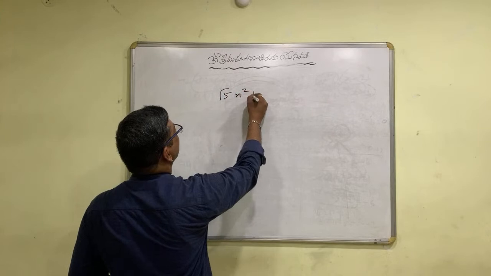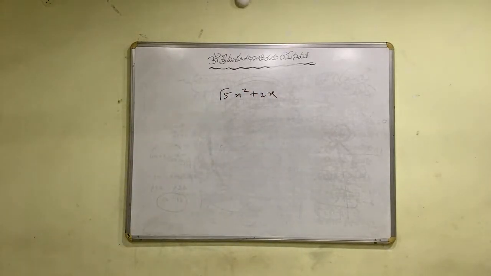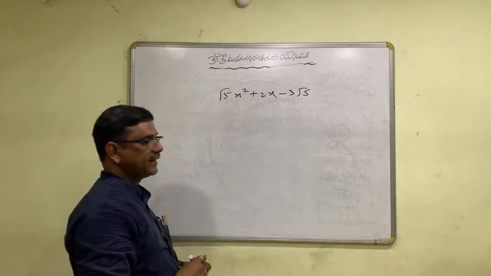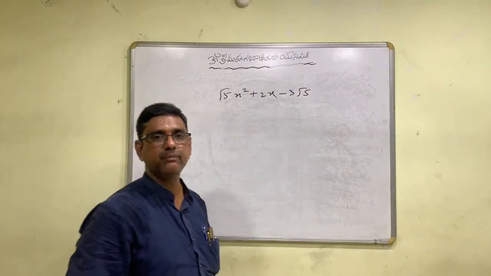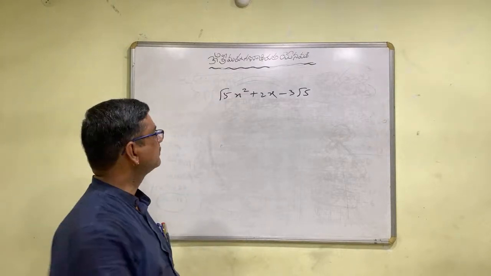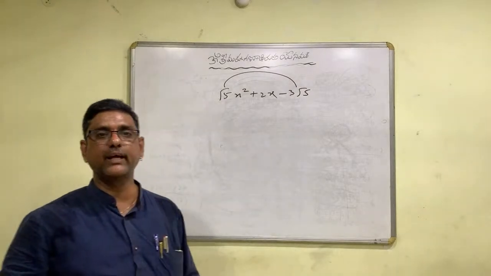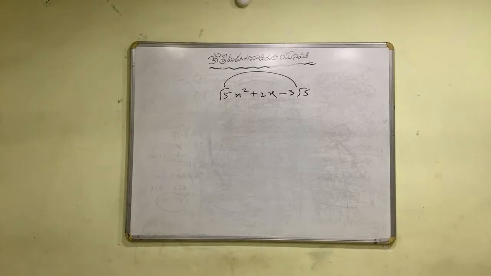Root 5x square plus 2x minus 3 root 5. Again you see the middle term is a rational number. Now as it is, root 5 into minus 3 root 5. What is the value? Type in the chat box.